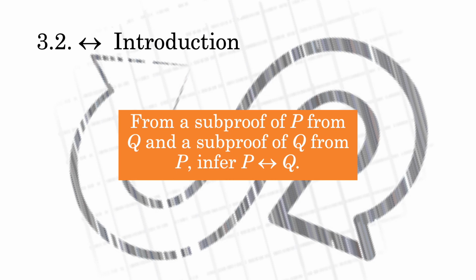Finally, let's talk about biconditional introduction. Basically, this says from a subproof of P from Q and a subproof of Q from P, infer P if and only if Q. Hopefully this is pretty intuitive. Remember that a biconditional is just two conditionals. It's basically the same thing as saying if P then Q and if Q then P. So all you're doing here, with a few shortcuts that are allowed by the proof system, is basically doing an arrow introduction to establish if P then Q, and another arrow introduction to establish if Q then P, and then conjoining them. You get to skip a few intermediate steps in there, but that's the basic idea.